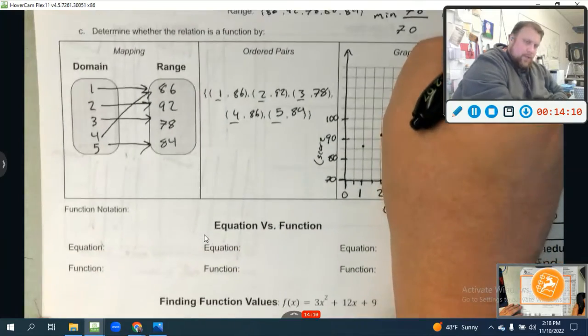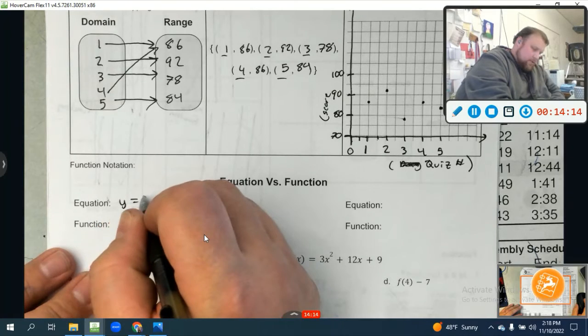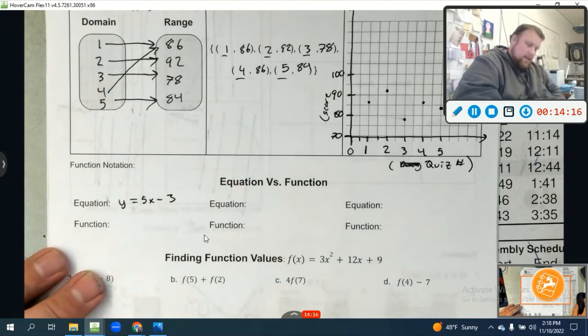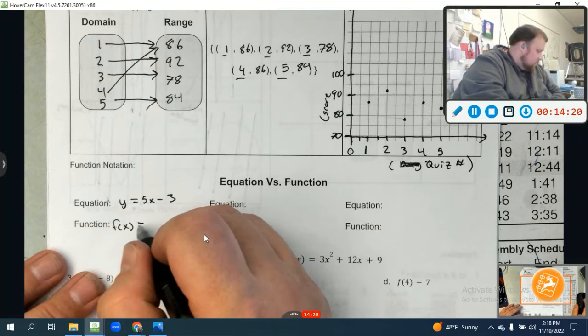Here's really what it comes down to, guys. Look at the equation y equals 5x minus 3. To change that to a function, we simply say f of x equals 5x minus 3.